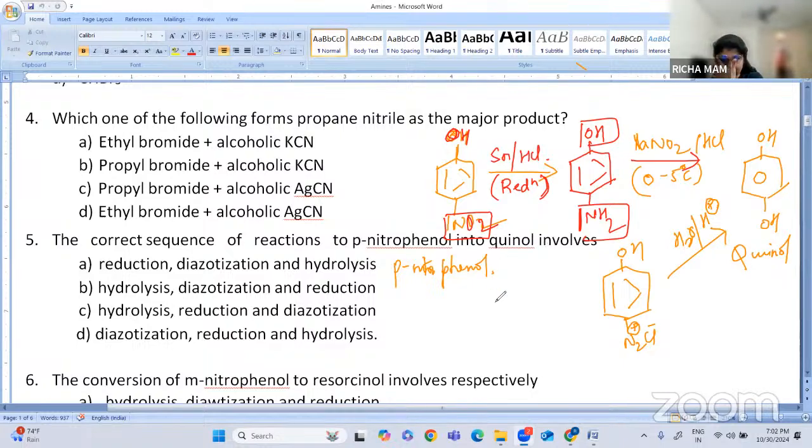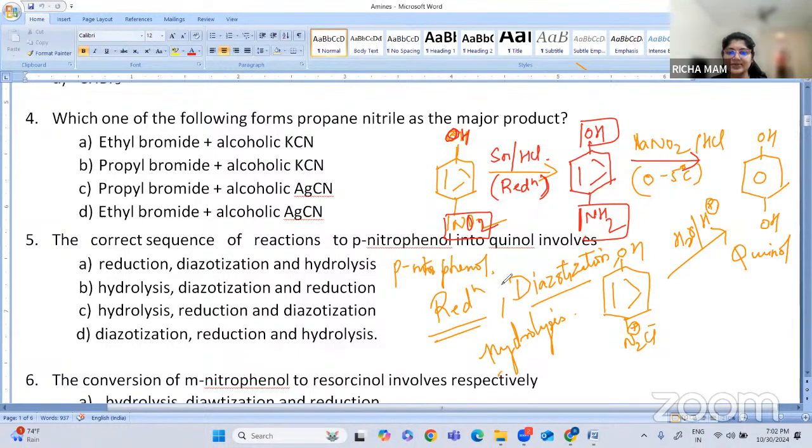So what are the steps? First step is reduction. Second is diazotization. Third is hydrolysis. So the steps here are reduction, diazotization, and hydrolysis. Option number A. Is it clear? These questions are clear.